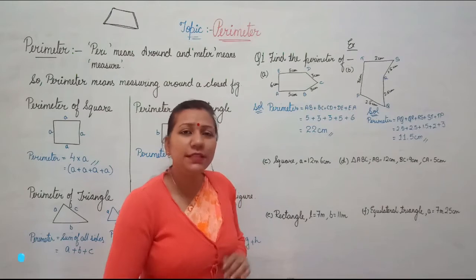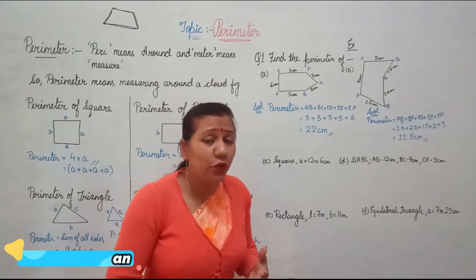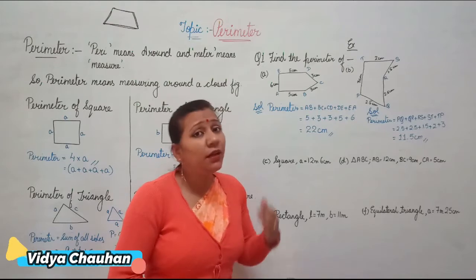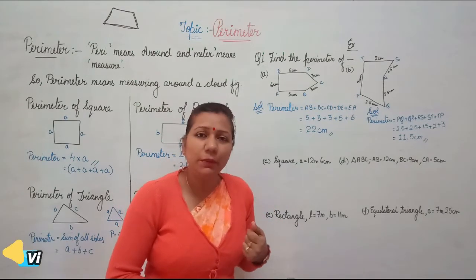Similarly, you can go through the rest of the questions from your exercise in which there are different figures given to you, and if you have to find the perimeter, just add the lengths of all the sides, and you will get the perimeter.